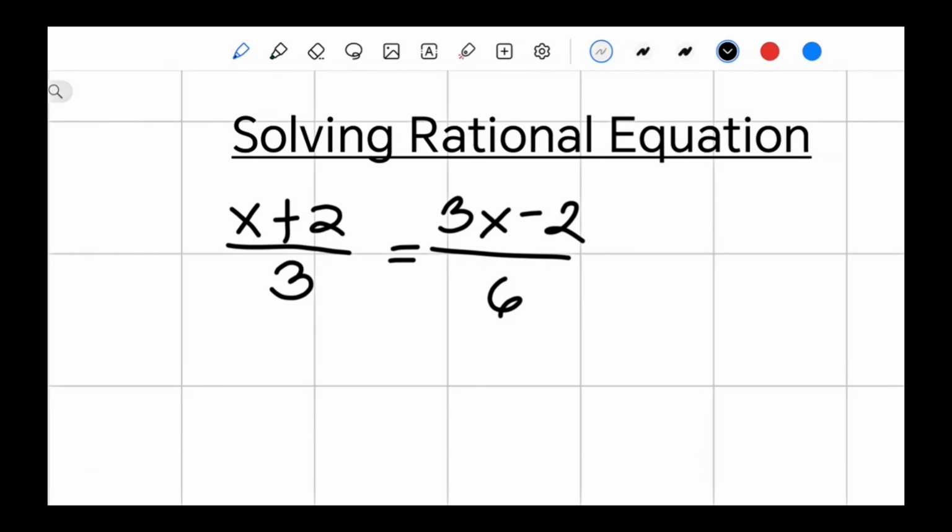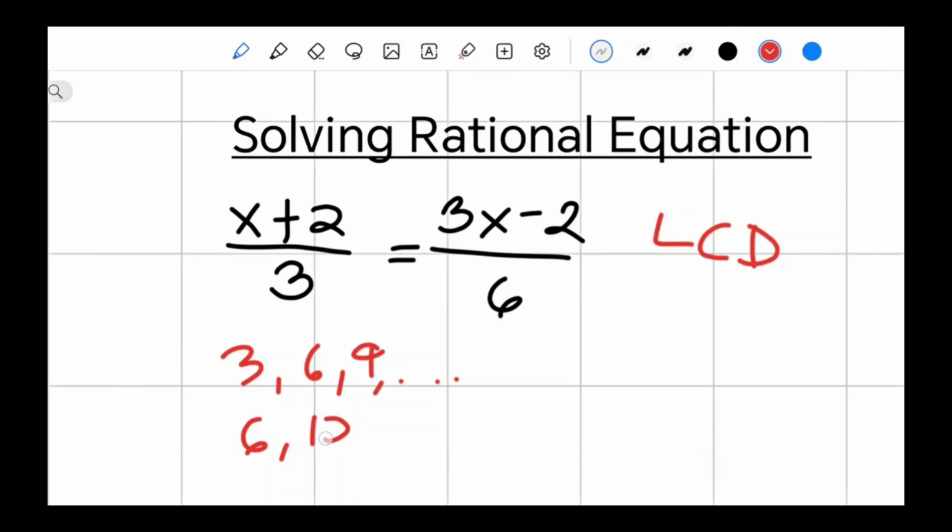Okay, so let's do another example. Suppose we have (x + 2)/3 = (3x - 2)/6. Again, the first thing we need to do is to get the LCD. The LCD of 3 and 6: for 3, we have 3, 6, 9, and so on. And for 6, we have 6, 12, 18, and so on. Notice that the least common multiple is 6.